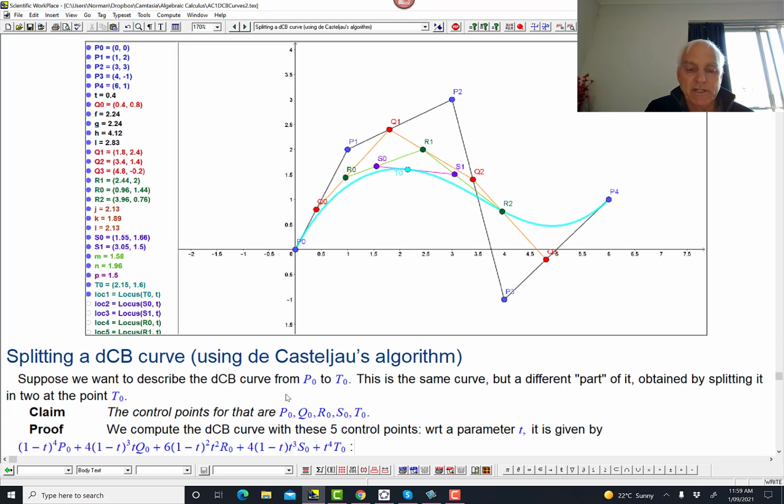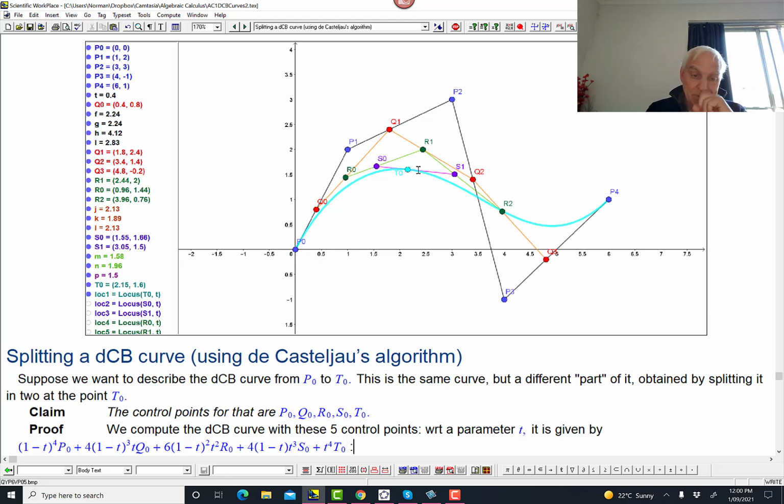The control points for this curve are P0, Q0, R0, S0, and T0. In other words, the control points are visible already on the diagram that we have in front of us. It's exactly this little polygon. This one, this one, this one, this one, this one, essentially going through all of the colors, the first points in all of the colors.